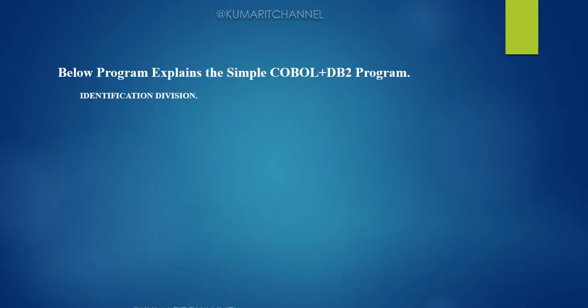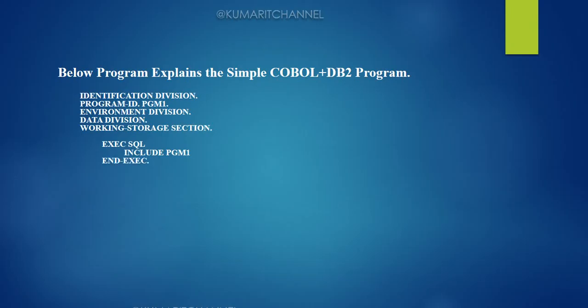Now let's look at the program. As usual, it starts with identification, environment, data division, working storage, EXEC SQL. Then you can include that particular copybook. To check conditions and SQL return codes, we use SQLCA, which is the inbuilt DB2 communication area. It's used for error handling.